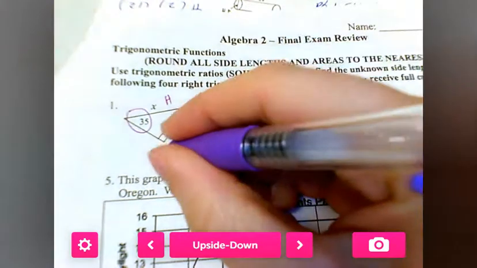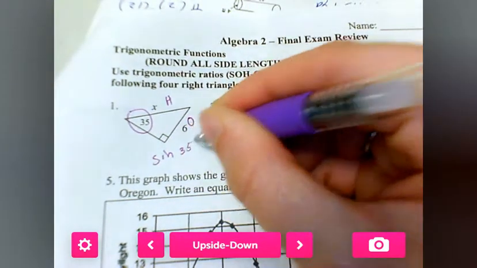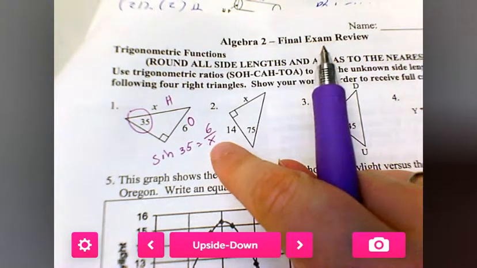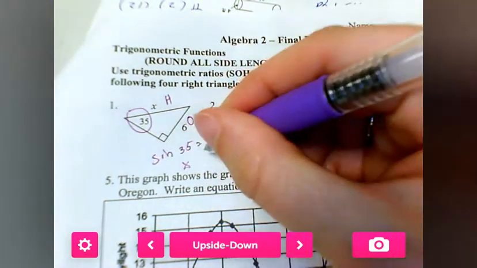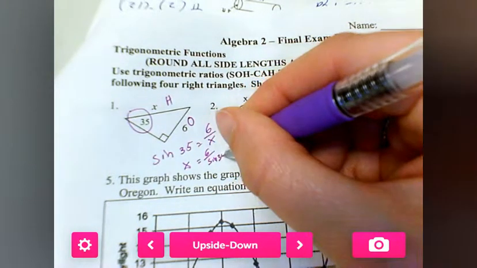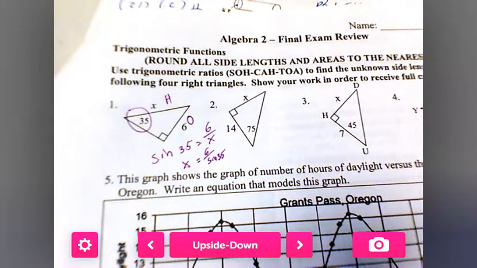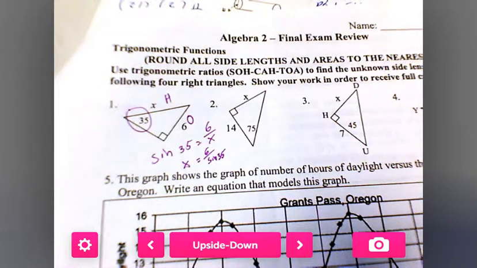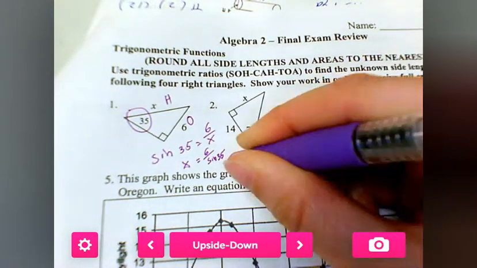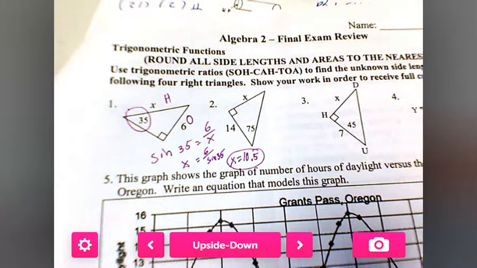So I'm just going to go sine 35 equals opposite over hypotenuse. Remember, if you have an x on the bottom, you just switch places. So it's x equals 6 sine 35. And then you just stick that in your calculator. So you go 6 times sine 35. And we get x equals 10.5 or 10.46. Okay?